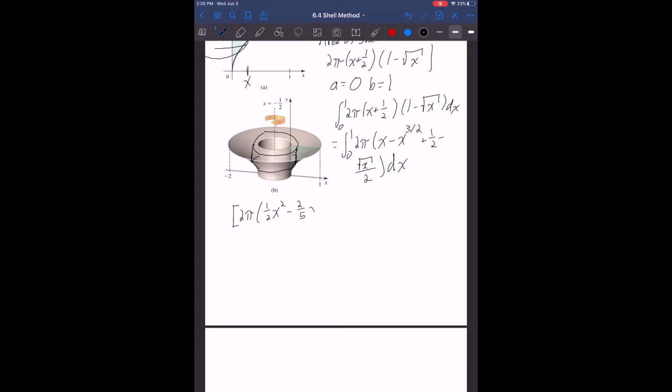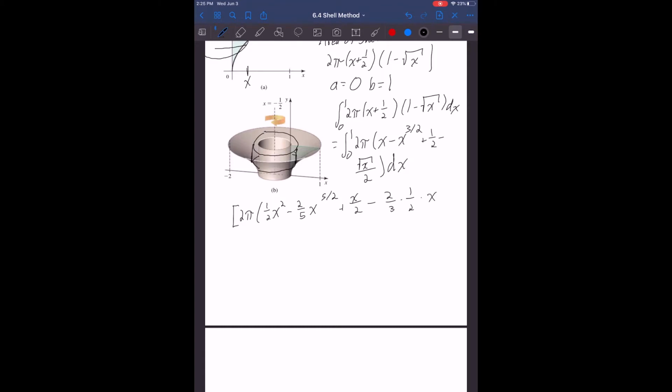Integral of negative x to the 3/5 is negative 2/5 x to the 5/2. We're taking these reciprocals. Integral of 1/2 is 1/2 x. And finally, square root of x is x to the 1/2. So the integral of the square root of x is 2/3 x to the 3/2.